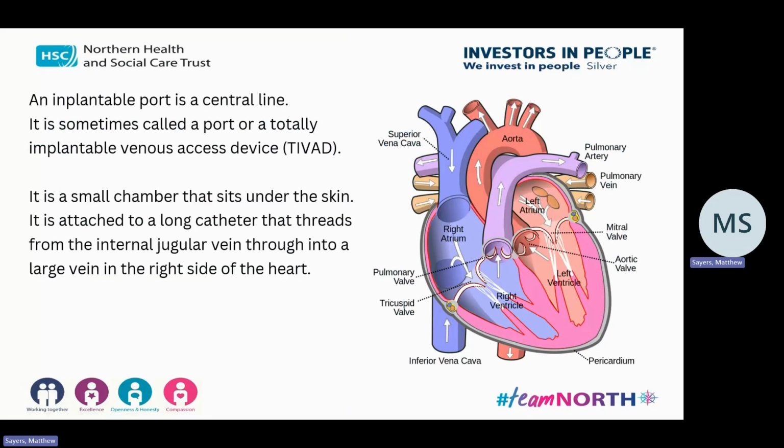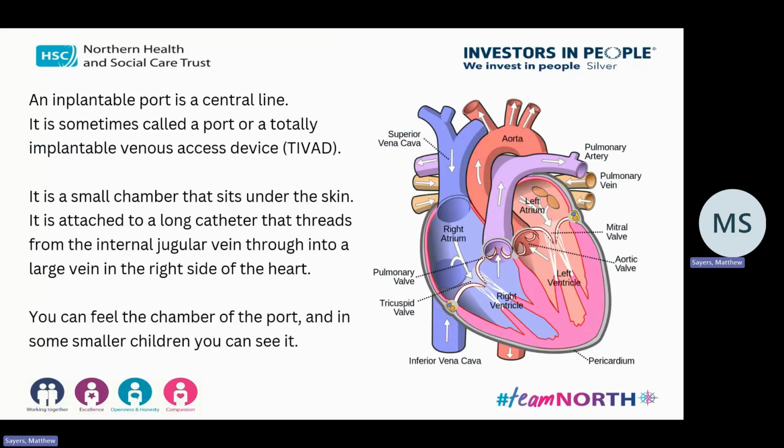So that small chamber, which you'll have opportunity to have a look at in a moment, sits under the skin and is attached to a catheter that threads from the internal jugular vein through into the right side of the heart. And in adults, you have to feel for it, but in kids, a lot of the time you can actually see it, unless they're maybe a larger child. So you feel for it, or you can roughly see it in a lot of the kids that I've seen them in.